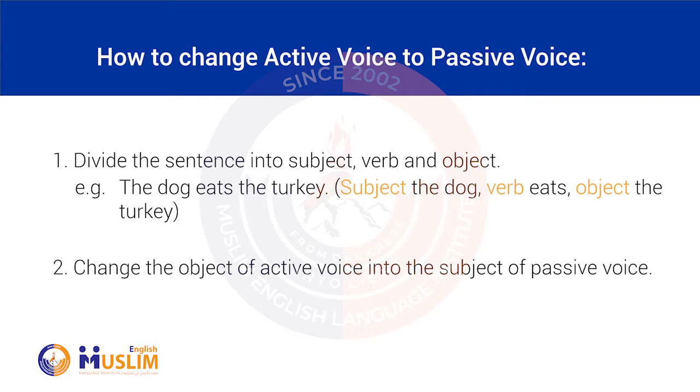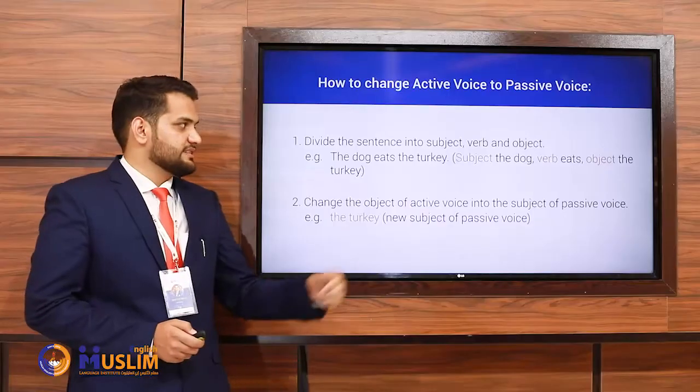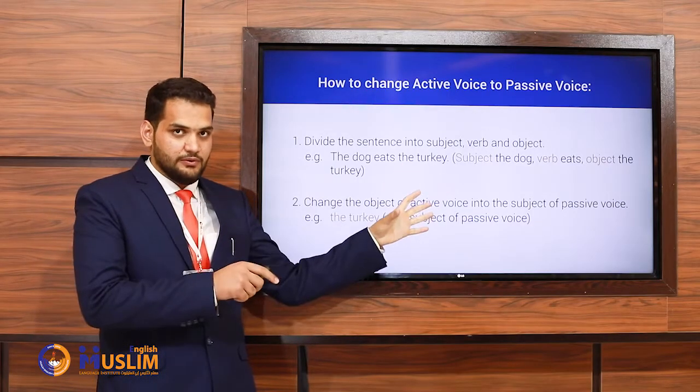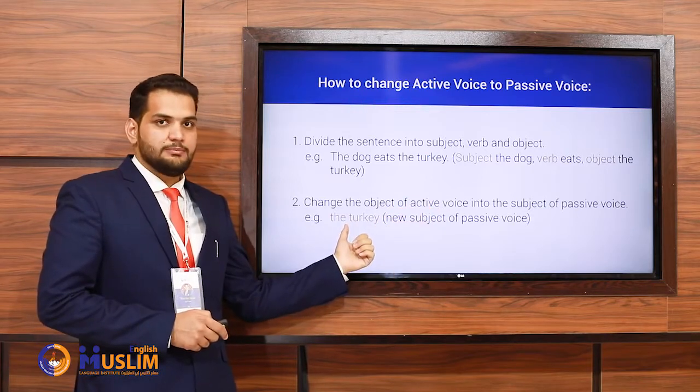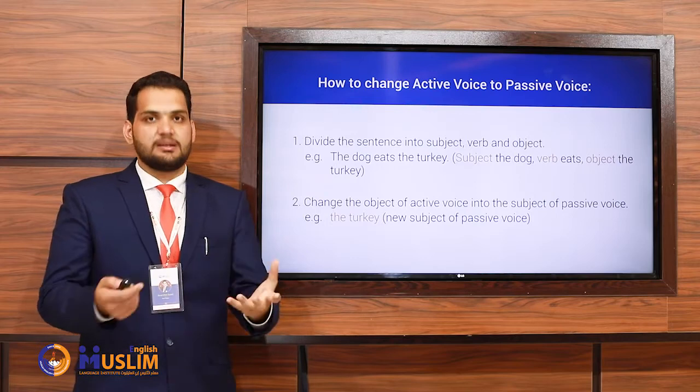Step number 2. Change the object of active voice into the subject of passive voice. We change the positions of subject and object. The object becomes the subject and the subject becomes the object. For example, in this sentence, the turkey is the object of active voice, and in passive voice, it will become the subject. It will become the new subject.